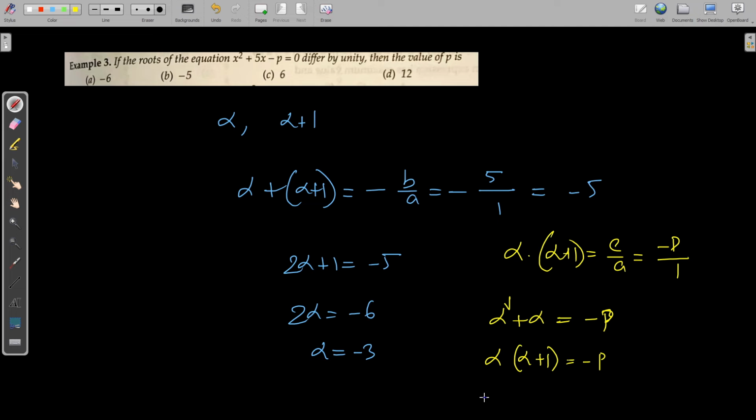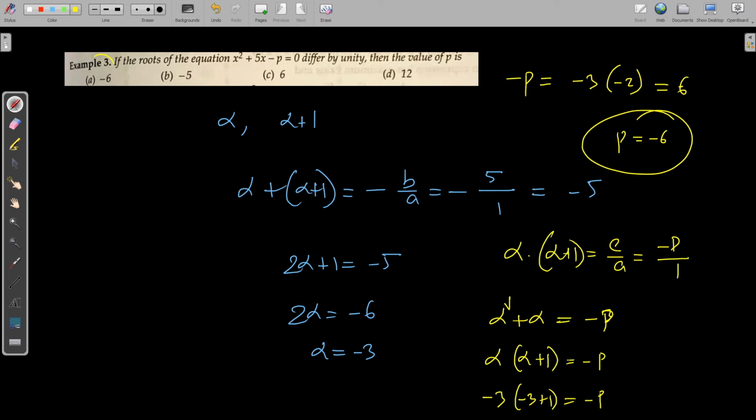We know the value of alpha, which is minus 3. Here, minus 3 plus 1 equals minus p. So we will get minus p equals what? Minus 3 into minus 2, which is 6. So the value of p is minus 6. So what's the correct answer? The correct answer is option A.